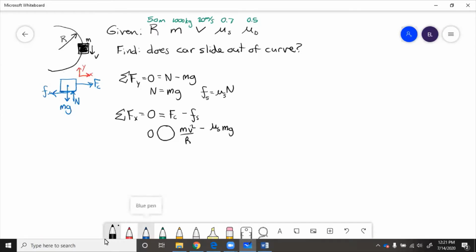So if we put numbers in here, then we have 1,000 times 20 squared over 50 minus 0.7 times 1,000 times 9.81. We put that into a calculator, then we get 1133, which is definitely greater than 0. Car slides. It's going too fast for the curve.